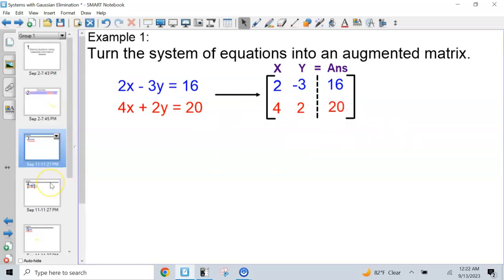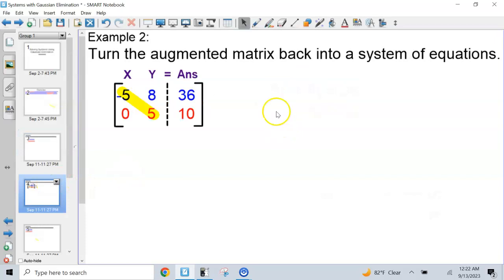That's it there. Second problem, we're going to do the reverse. Turn this augmented matrix back into a system of equations. So, next to x is negative 5, next to y is positive 8, so plus 8y, equal sign, the answer is 36. Second equation, 0x, so I don't write that, but positive 5y equals 10. Notice this is REF because there are zeros underneath. This is a one-step division problem. I can divide by 5, get y equals 2, and plug into the equation above to get x.